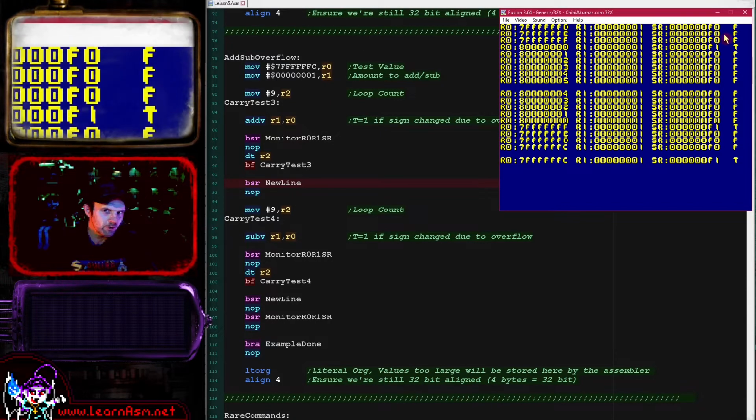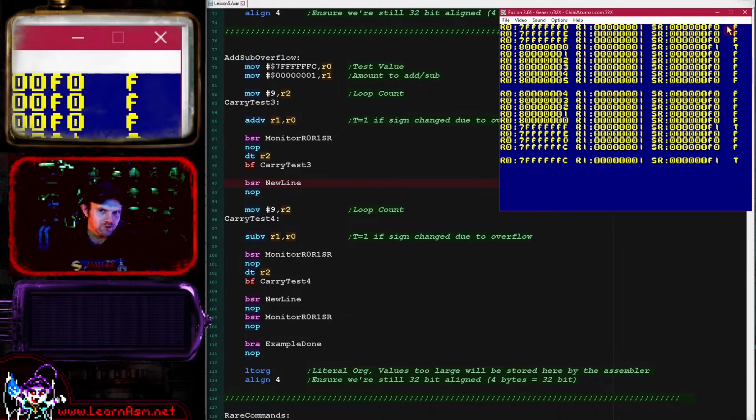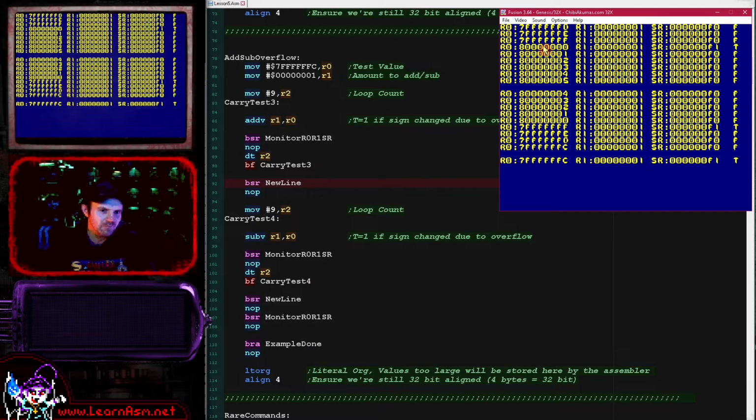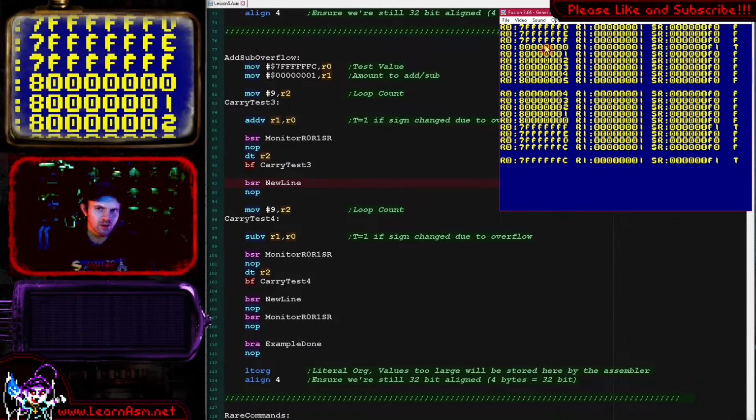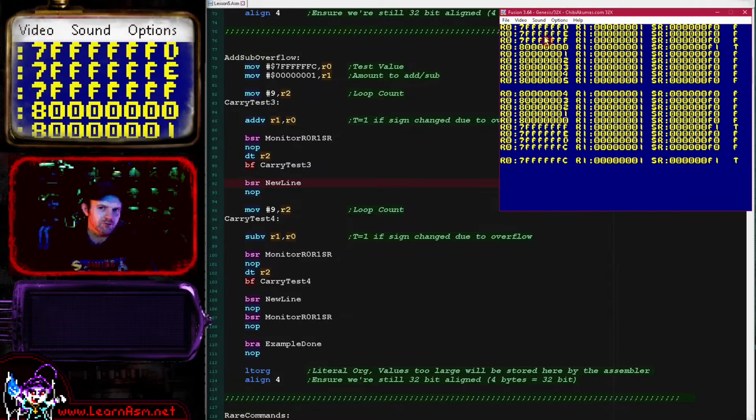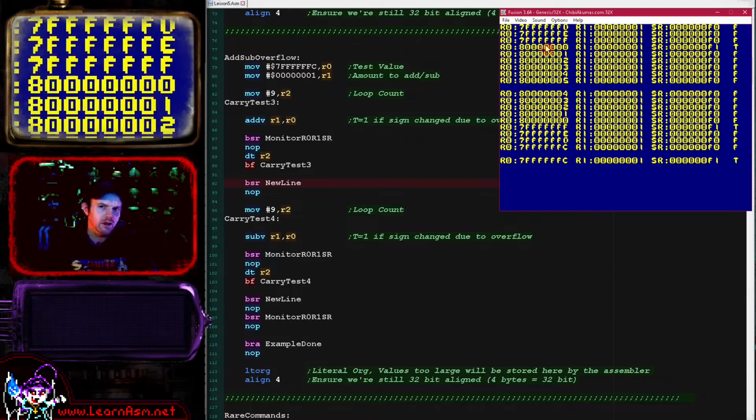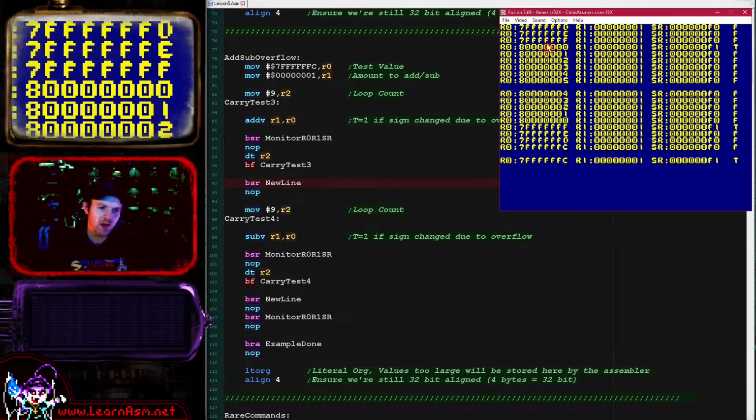And in all of those first 3 cases, the T flag was false. Now, when this wraps around to 8 and lots of zeros, it has gone from a very high positive number to a very low negative number. This is a very, very negative number here. And that wasn't intentional, was it?